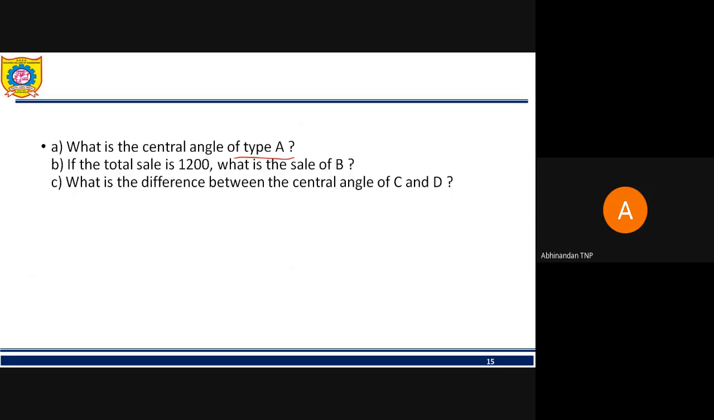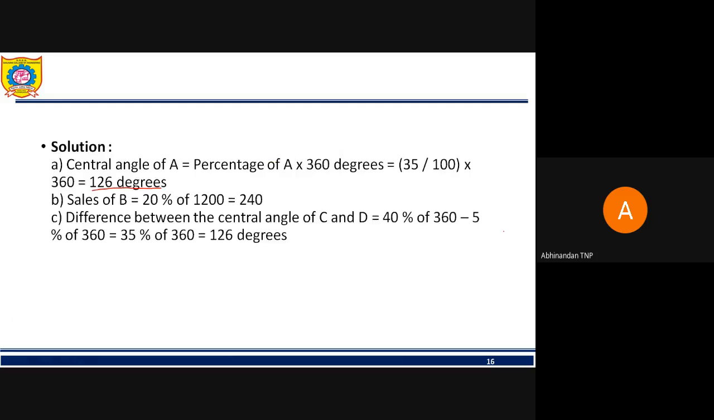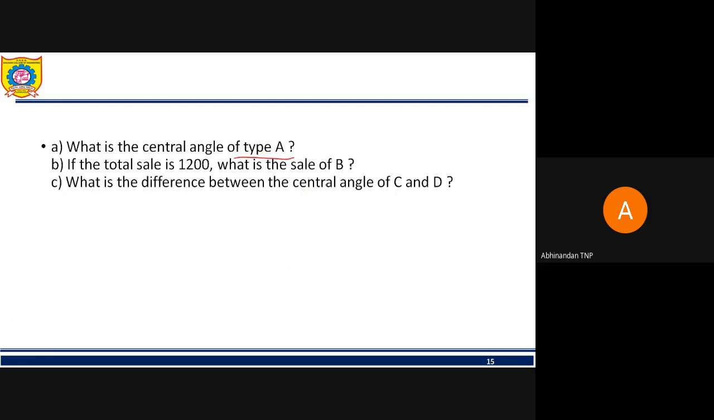Second question. If the total sale is 1200, what is the sale of B? B is 20%. Total sale is 1200. So 20% of 1200, how much? That is the question. 20% of 1200 is 240. 240 is the right answer. How simple the question is.